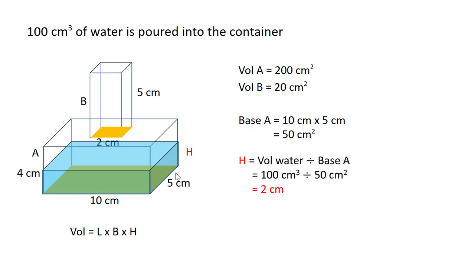So which means that all we need is to use the base of container A to find the height. So same thing, the base of container A is 10 times 5 is 50 centimeter square. So the height is basically taking the volume of water divided by the base, which gives you 2 centimeter. You notice this concept keeps repeating. So you take the volume of water divided by the base, you get the height.